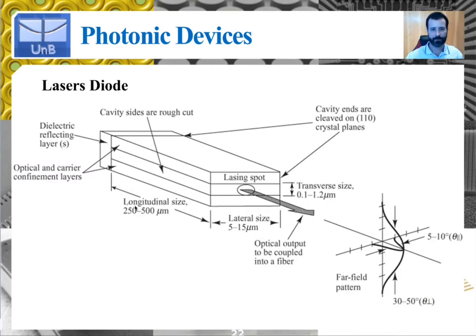We have the length of the cavity, which is typically hundreds of micrometers for a Fabry-Perot cavity, but if the spot size is of this order, 5 to 15 micrometers laterally and 0.1 to 2 micrometers in the vertical direction, we expect, as we've mentioned, the diffraction to be much more pronounced in the vertical axis. Therefore, this is why the beam is going to have a much greater divergence angle, between 30 and 50 degrees in the vertical or perpendicular direction, and a much narrower divergence angle, 5 to 10 degrees, in the parallel or horizontal direction.